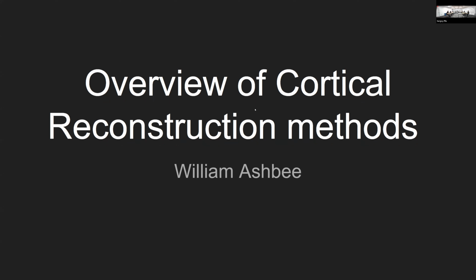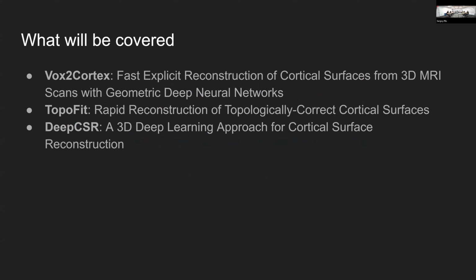Okay, William. All right. So basically, today I'm covering 3 different papers. 2 of them are fairly similar. BoxtoCortex and TopOFit have similar methods for surface reconstruction. Deep CSR uses a slightly older method, I would say, which requires topological processing that slows it down significantly. I'm primarily interested in the first 2 papers, but almost every paper on surface reconstruction I've read cites Deep CSR, so I wanted to include it.